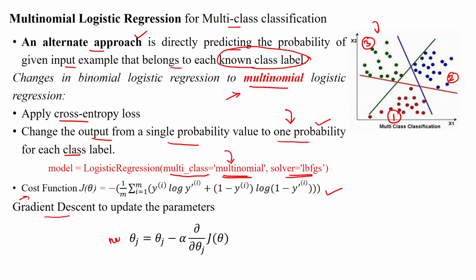The new theta value equals the old theta value minus the learning rate alpha times the partial derivative of the error with respect to each theta value available in the given data set, which has g equal to theta 0 plus theta 1 x1 plus and so on up to theta n xn. So all the parameters can be updated by using the gradient descent approach.